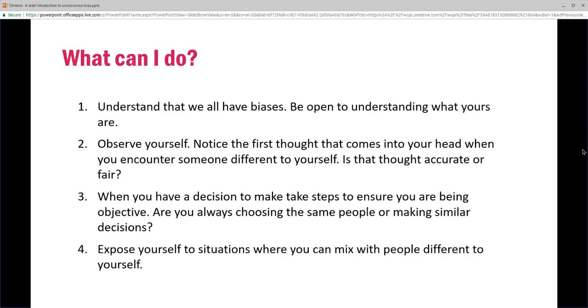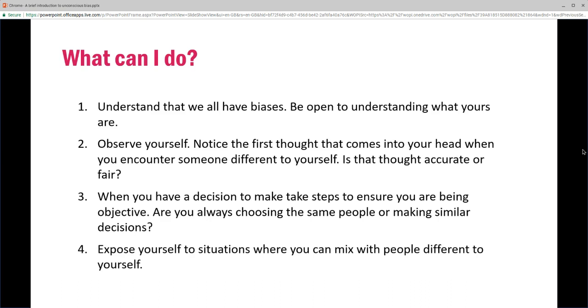So what can we do about this? If we all have bias, what do we do? Well, first of all, understand that we do all have biases. Be open to understanding what yours are. Observe yourself. Notice the first thought that comes into your head when you encounter someone different to yourself. Is that thought accurate? Is it fair?